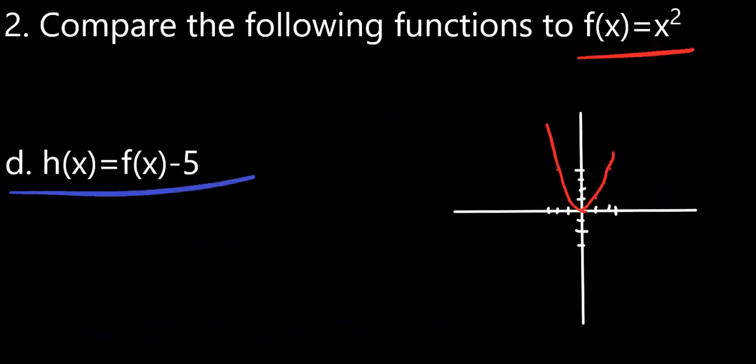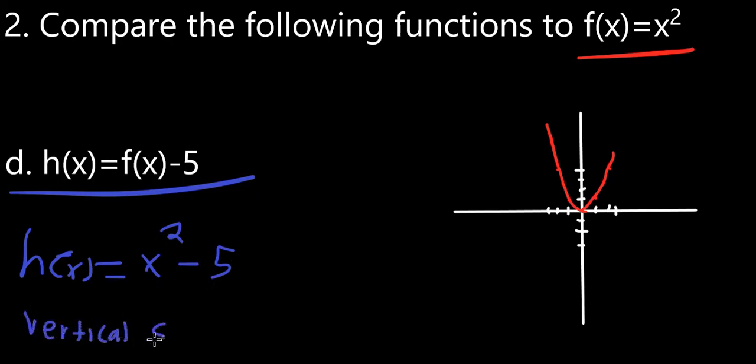Finally, let's take a look at D, h of x equals f of x minus 5. A simple way to do this would be to replace f of x with the rule that is defined by x squared. So h of x equals x squared minus 5. From here we can see there is a vertical shift down 5. This would be about here, and it would go up something like this.